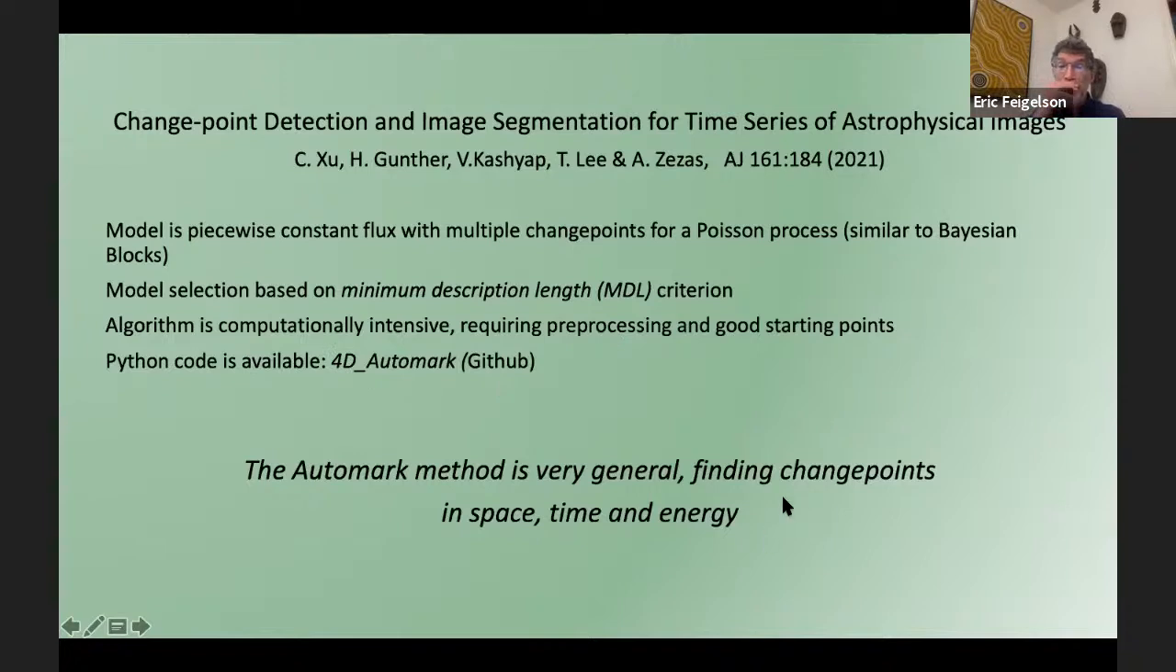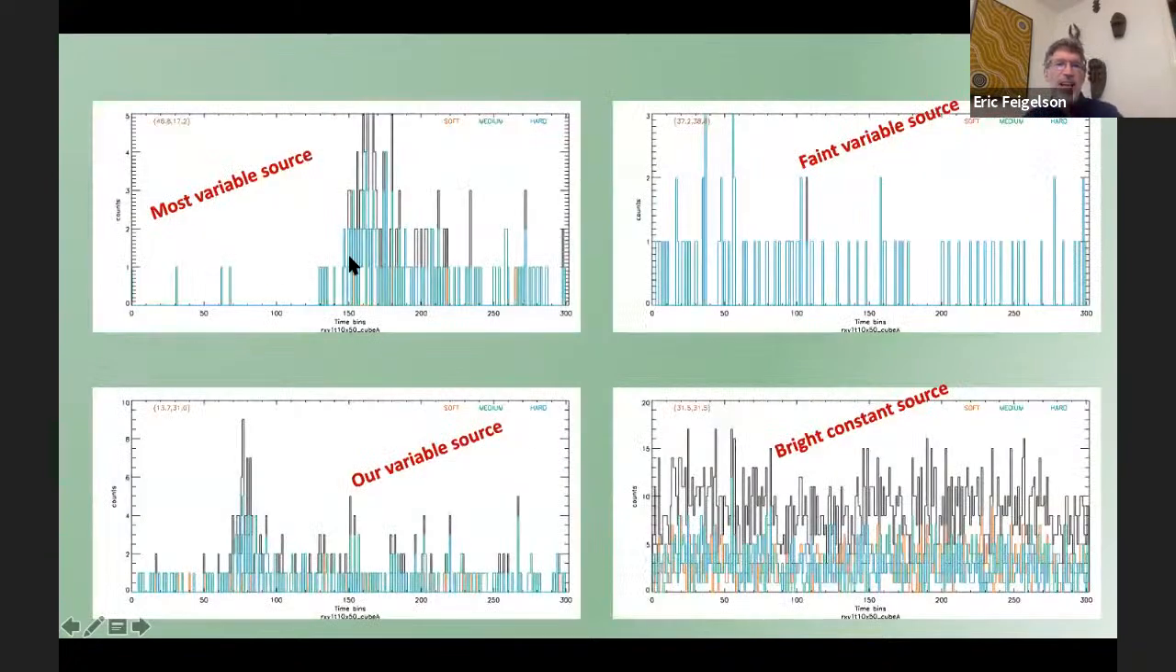It's very general, because it can find change points in space, that's sources, time, that's flares, and energy as well. So here are four examples of what it found in that data cube. This was the most variable source. This was our variable source. Here is a very faint variable source. And finally, here's a very bright constant source. So it's a very broad approach to this kind of situation in X-ray astronomy and gamma ray astronomy.